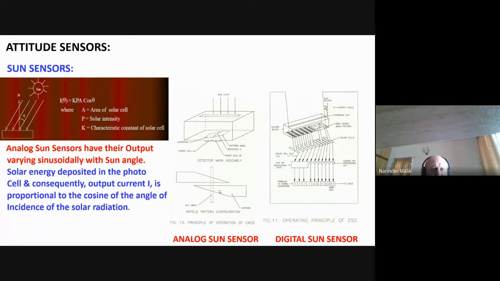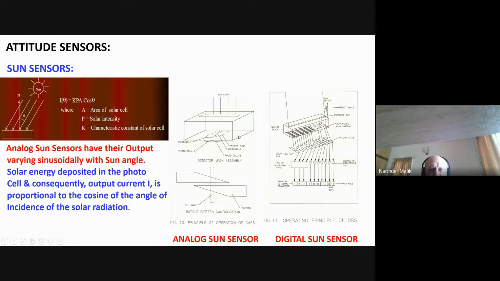I deal with attitude sensors, sun sensors. Sun sensors typically consist of solar cells, and the output of the solar cell is in terms of current, which is proportional to the solar intensity, the area of the solar cell, and the angle of incidence with respect to the normal to the solar cells. So this is basically what it is.